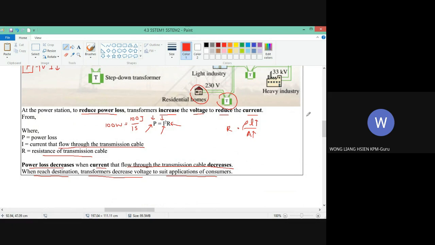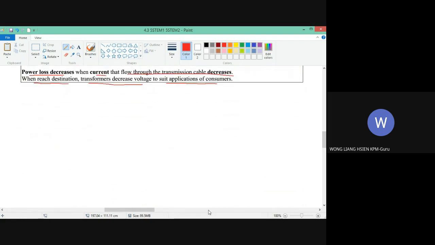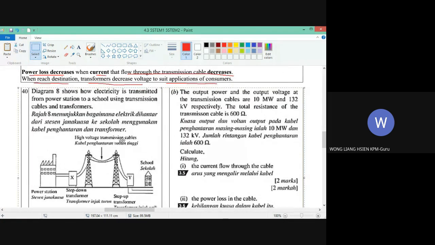Okay, so I need to discuss one question. I want to discuss one structure question. The question that I want to discuss is question number 40.